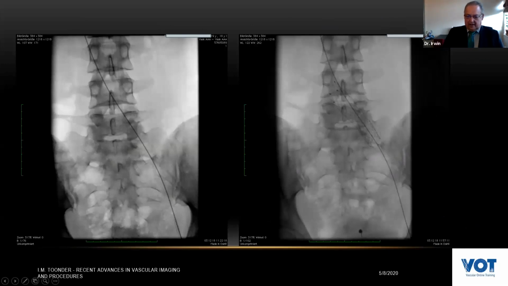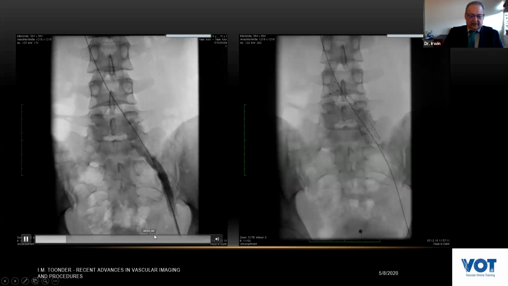This is the same patient again. How did this patient get treated? After a lot of discussion, it was decided to give a stent, and you can see this is pre-stenting.